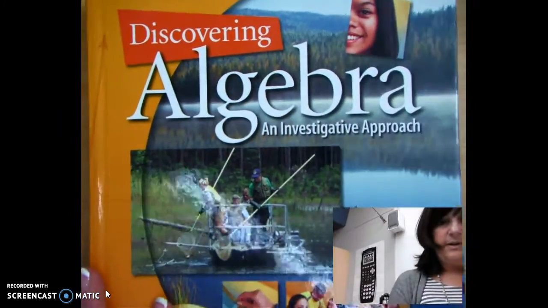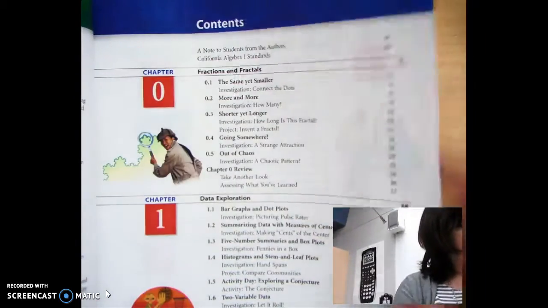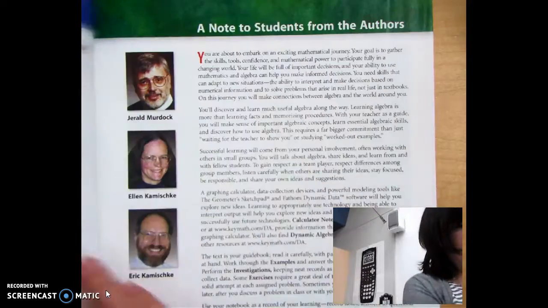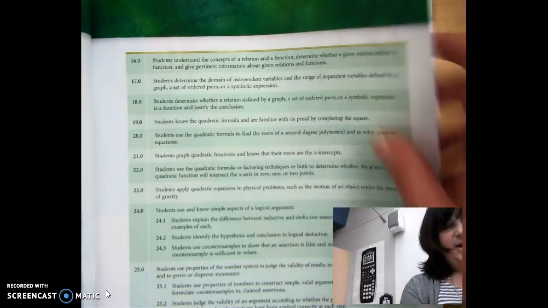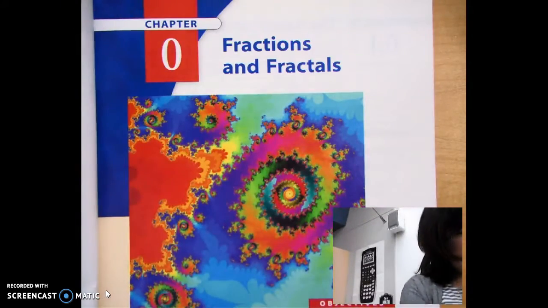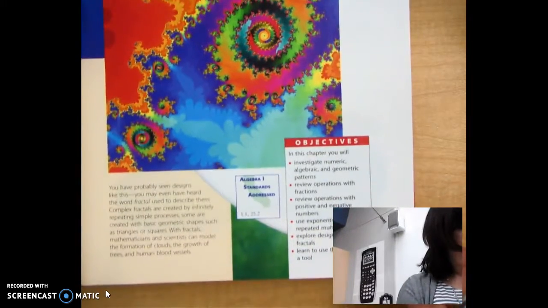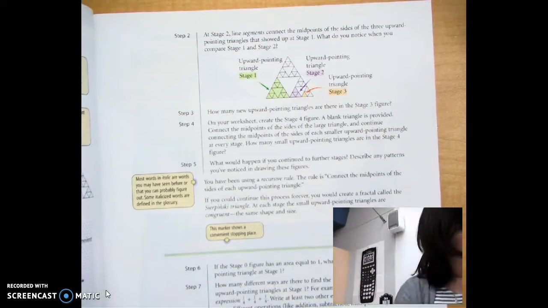Next is another book that I really like. It was called Discovering Algebra. It's a problem-based curriculum. Table of contents. This is a student version. A note to students. This one has the old California algebra standards in it. Pretty cover with objectives. Yeah, this is an old book, so it's aligned to the California standards. And then it looks like this is kind of the cover page.